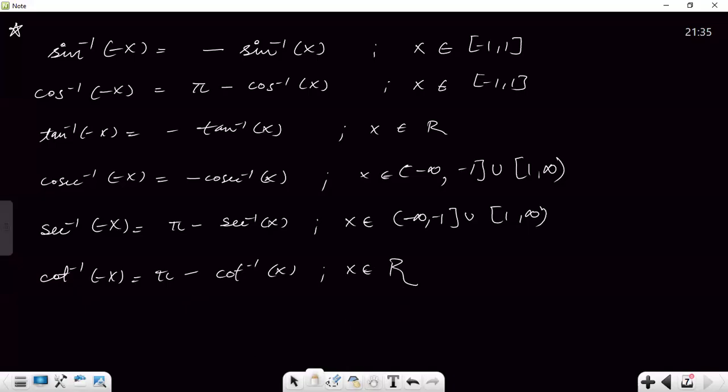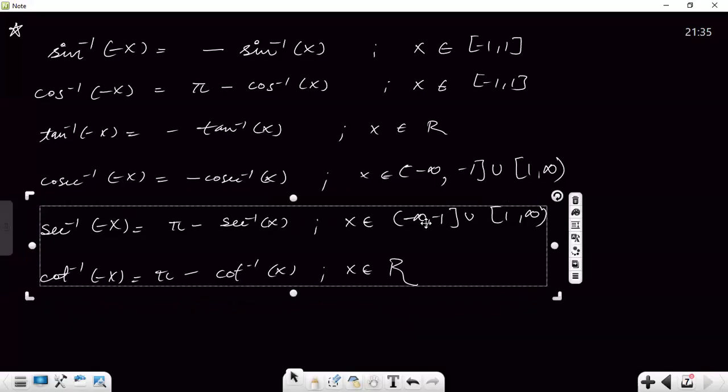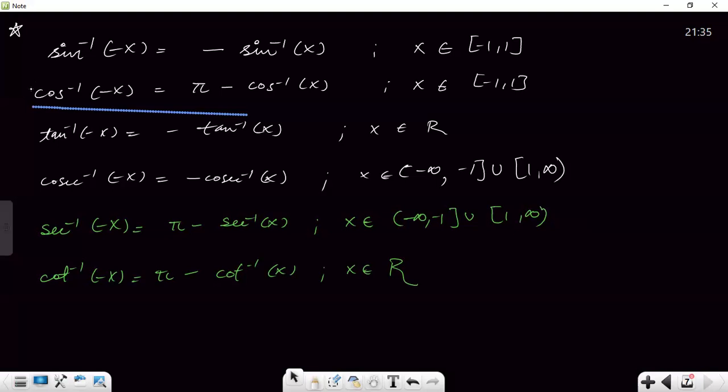So let me change the color of the unique properties to green. For cosine inverse also, cosine inverse of x.